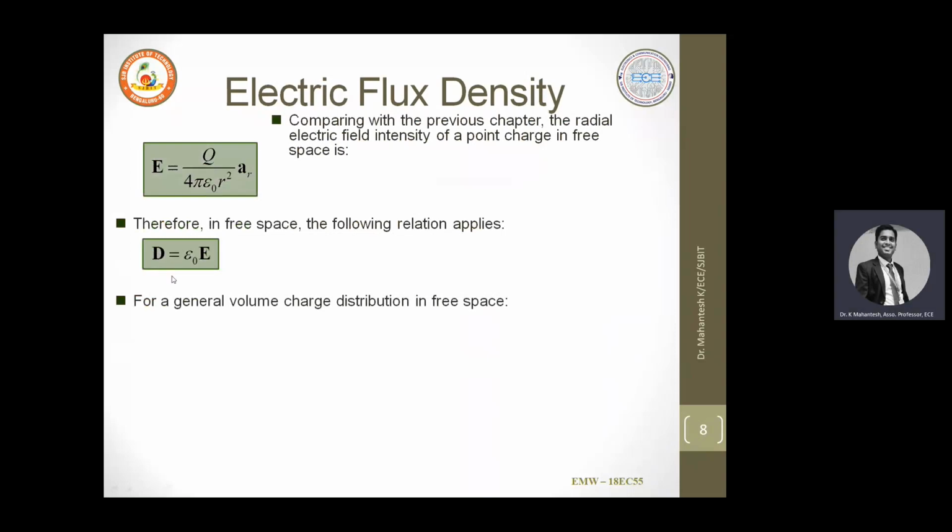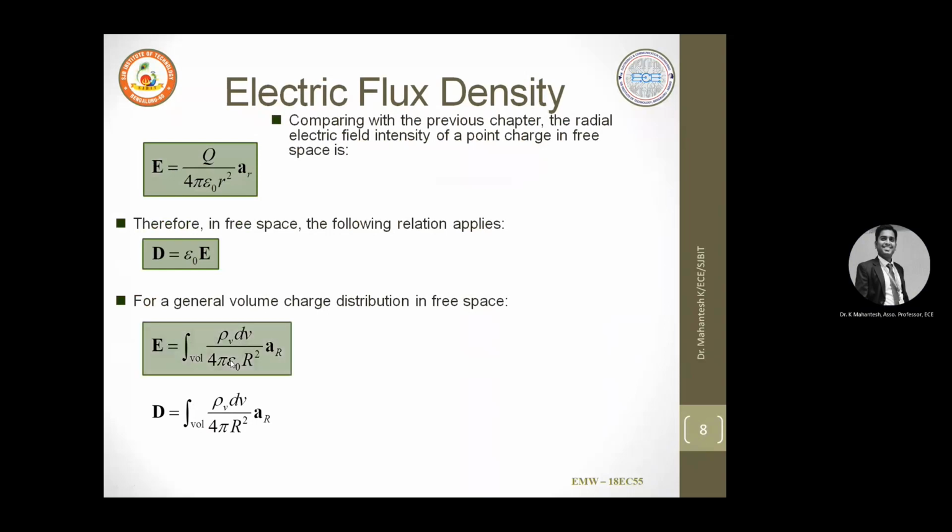For a general volume charge distribution in free space, E is equal to the volume integral of rho v dv divided by 4 pi epsilon naught r squared, a r. Therefore, D is equal to the volume integral of rho v dv over 4 pi r squared, into a r. This is because epsilon naught cancels in the numerator and denominator of the electric field E. So for a general volume charge distribution in free space, the electric field and the flux density are given by these equations.